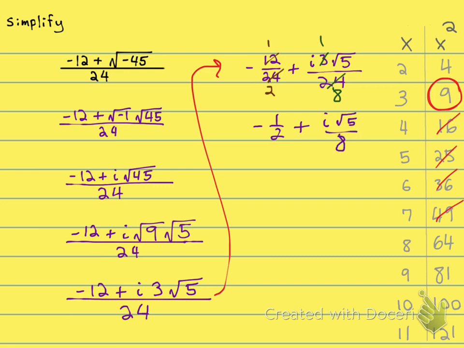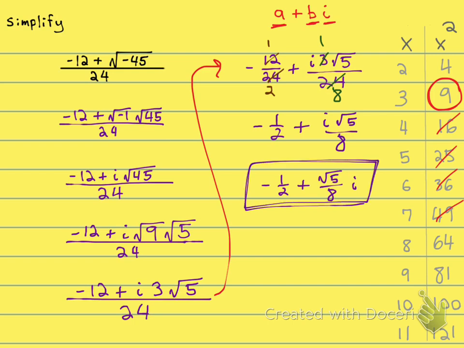And now, when I leave my answer, I have to recognize that this is now a complex number. And when you leave your answer for a complex number, you want to leave it as a plus b i. Okay, you wouldn't want to leave it as one fraction. You're going to have a term here, and your i all the way down at the end. So the correct answer format for this is negative 1/2 plus square root of 5 over 8 i. Okay, and I can't do anything to reduce the square root of 5 over 8.